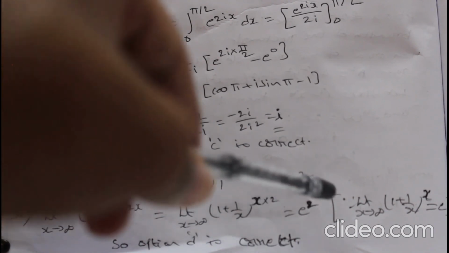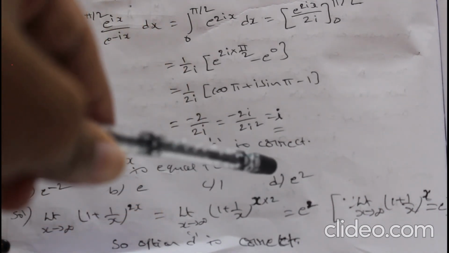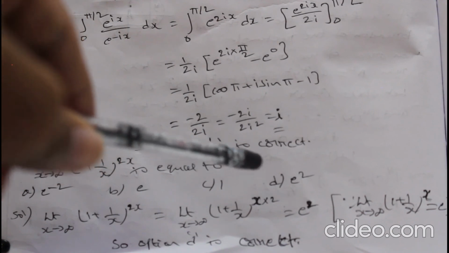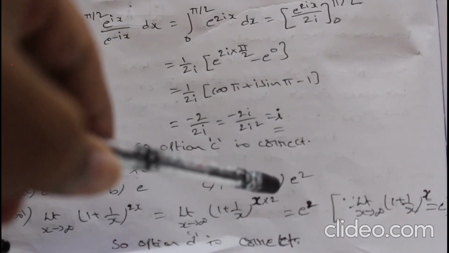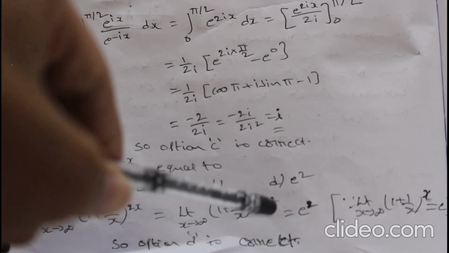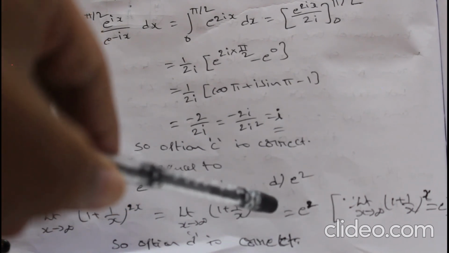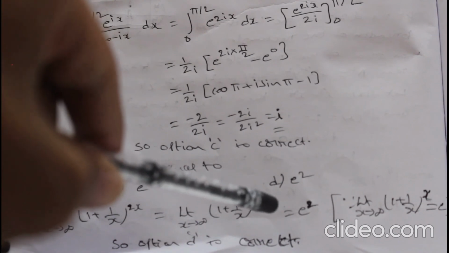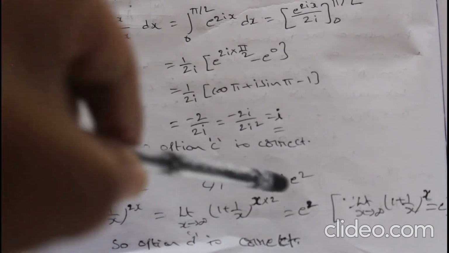Direct formula, friends. That's why I always suggest you to go through the notes first and understand, remember all the formulas, so that you can directly apply. You can solve this question within 1 or 2 seconds. If you know this formula, directly you can tick the answer e square. Look at option D. Option D is correct.